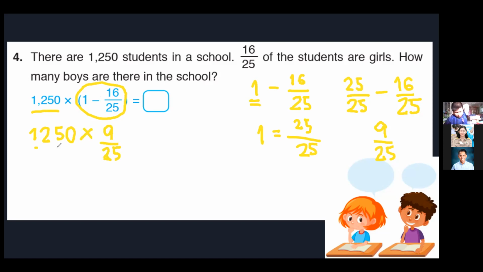And then this 1 over 1. So multiply. You can cancel actually. 1,250 divided by 25. Okay, you do that. 3 minutes. You can have cancellation, or if you want to multiply, multiply. Okay, last 1 minute.